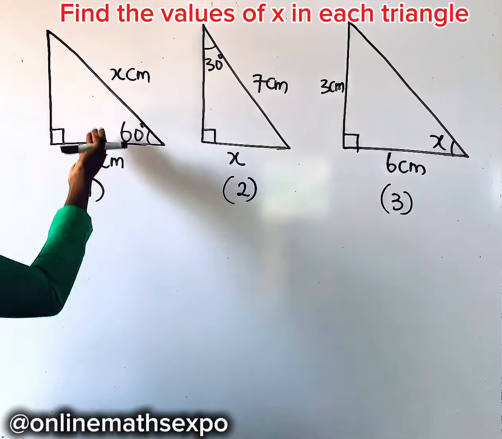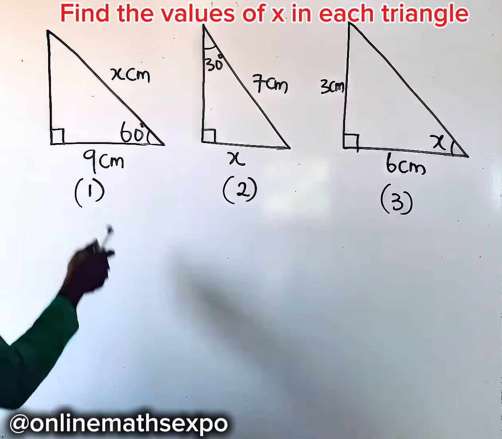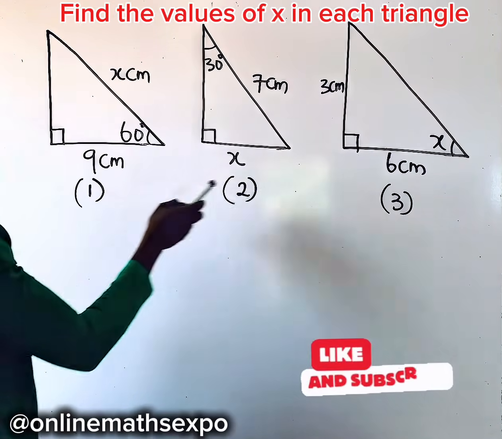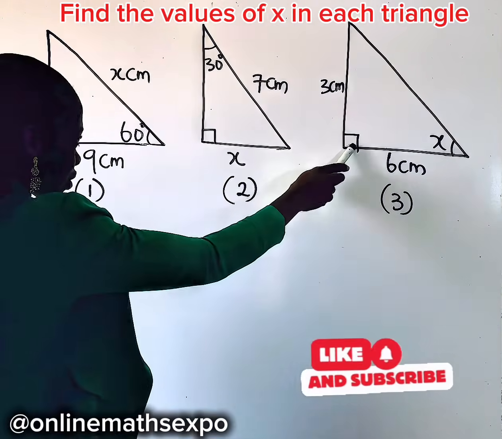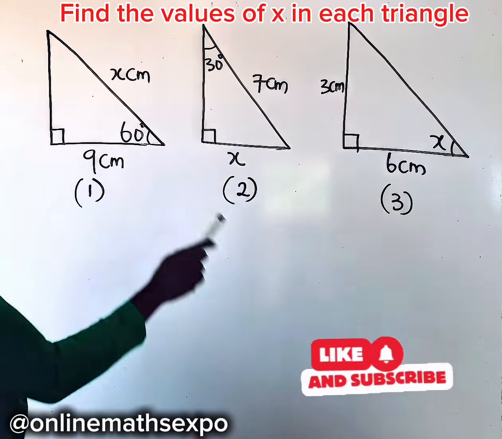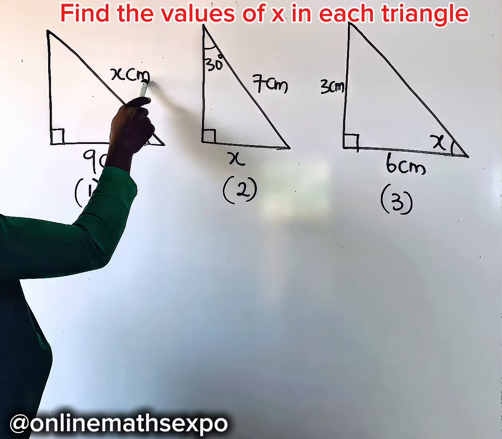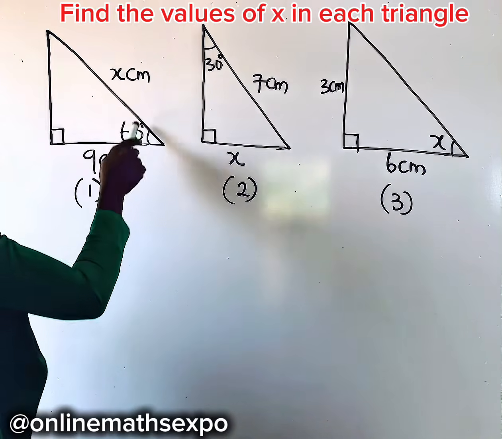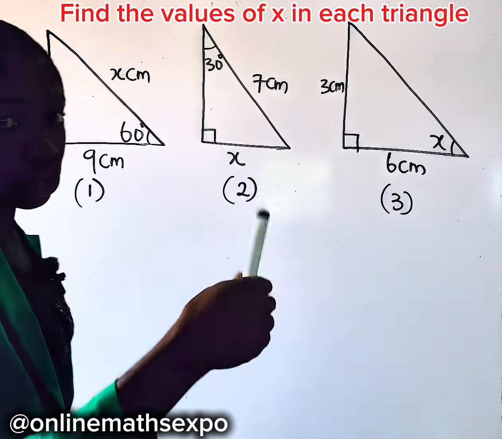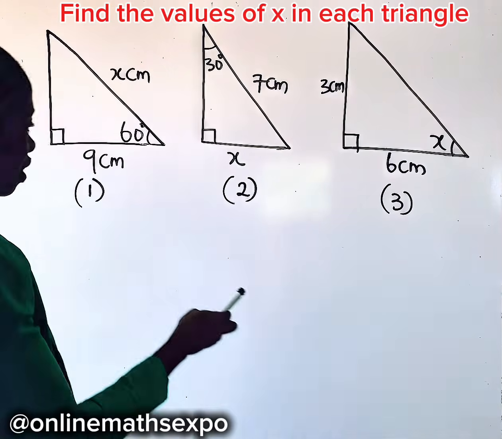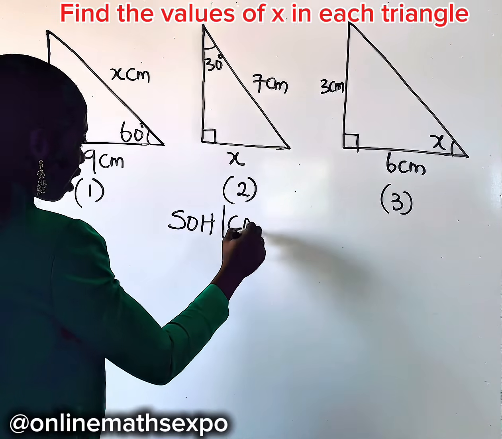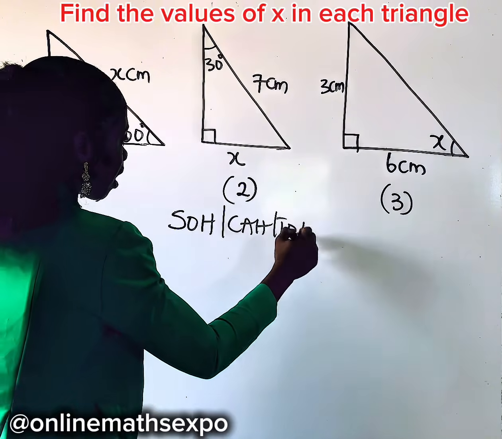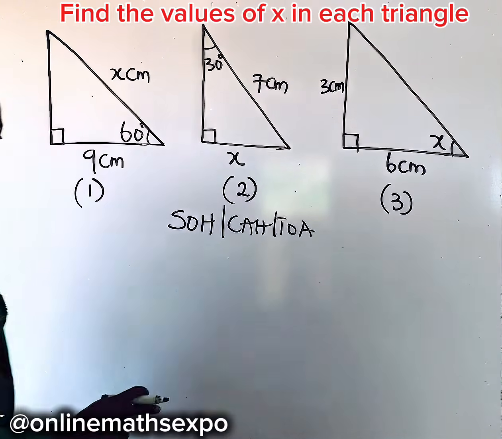Now, to answer this question, remember we said you use trig ratio here because you have a right angle triangle in each of these, and you are also given an angle and a side. So each time you are working with an angle and a side, it is your trig ratio. And what does the basic say? It says you have your SOHCAHTOA. This is your basic trig ratio.